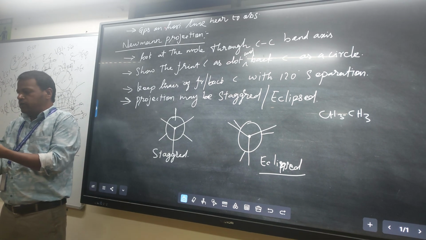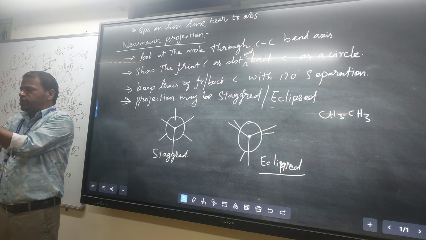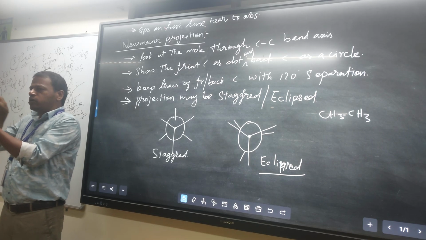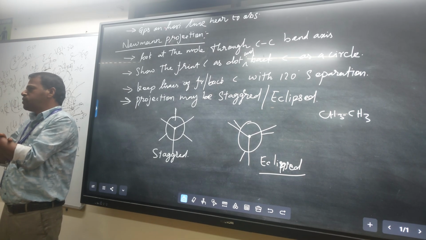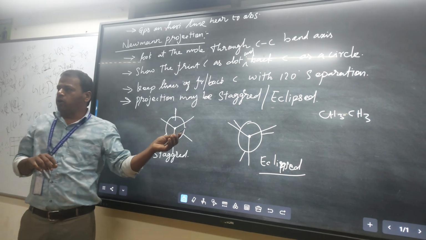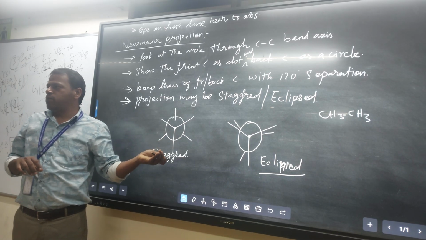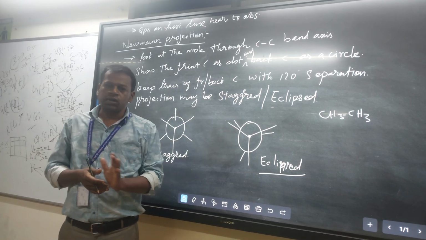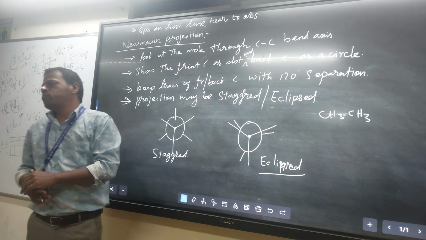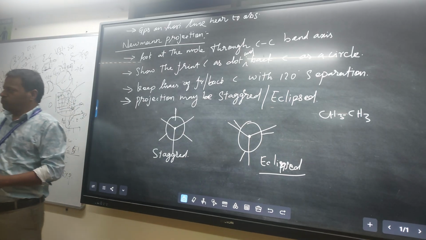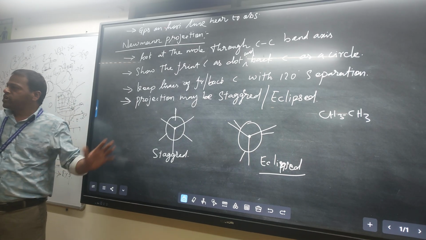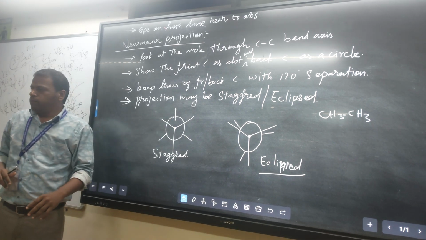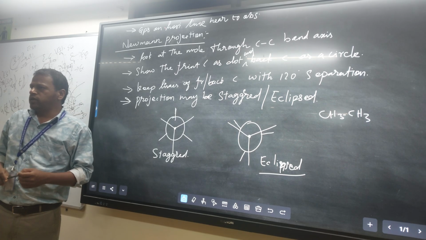The front carbon is a dot when we look at the molecule. The back carbon is a circle. The bonds are present on the carbon with 120-degree separation. If you are looking at all the bonds from the front and back carbon, that is a staggered conformation. If you are not looking at the backside carbon bonds, only the front carbon bonds, that is an eclipsed conformation. The Newman projection is a ball and stick model. Okay, ball and stick model. Any doubt?